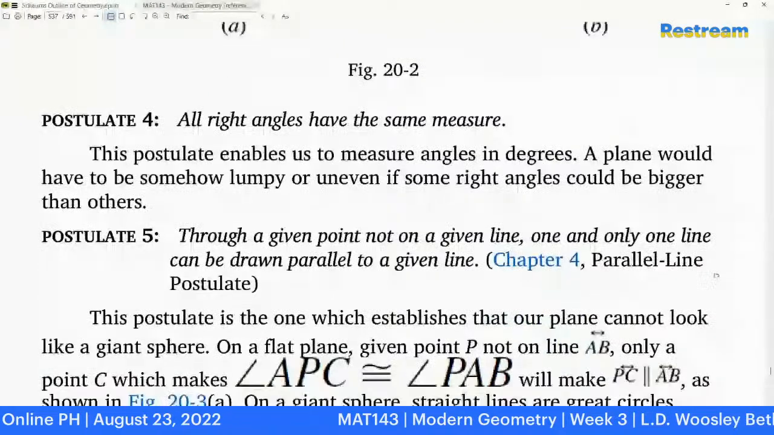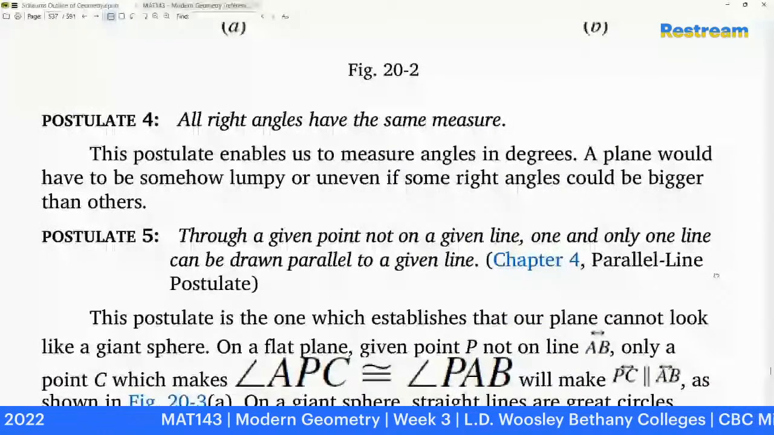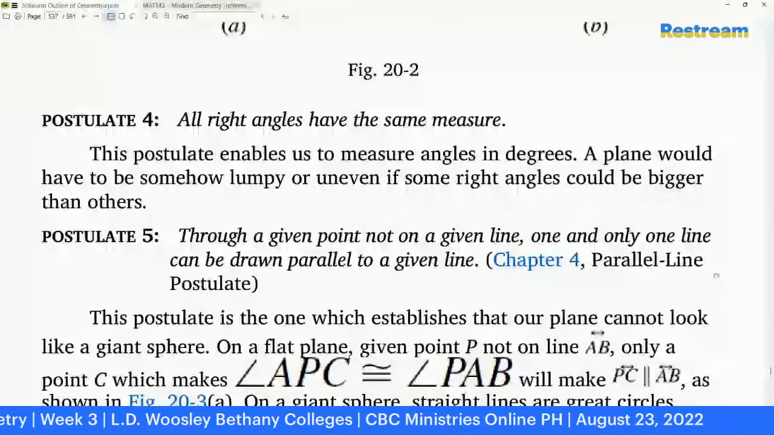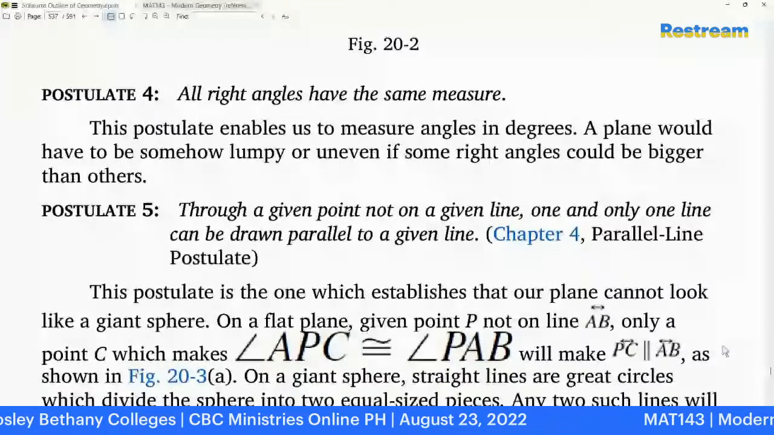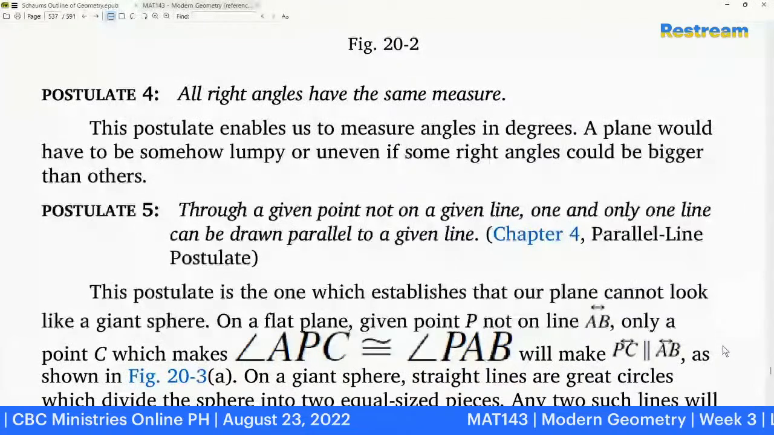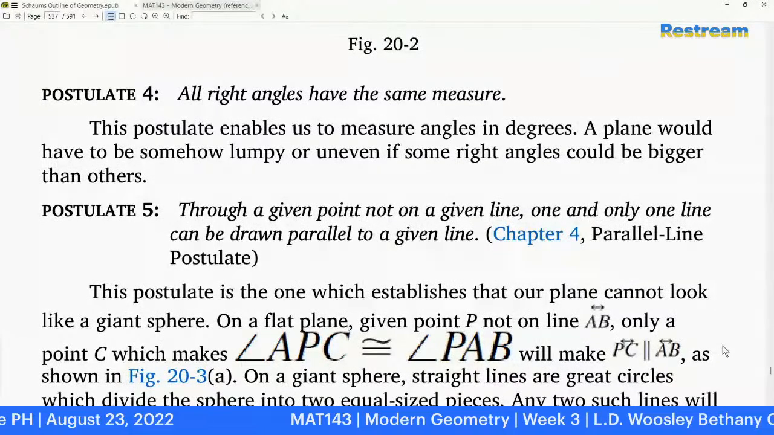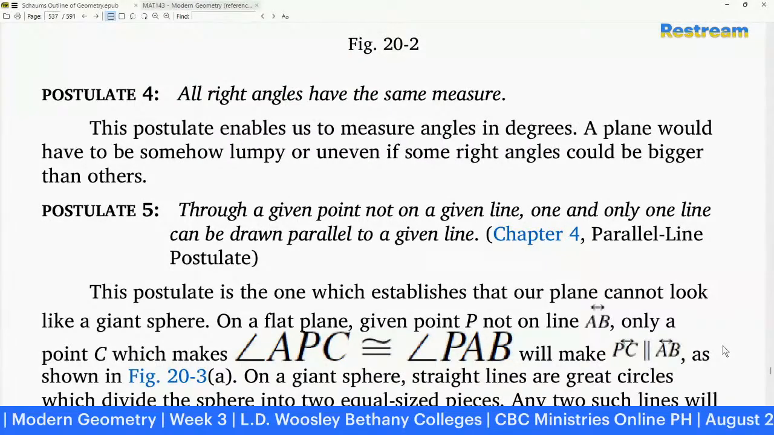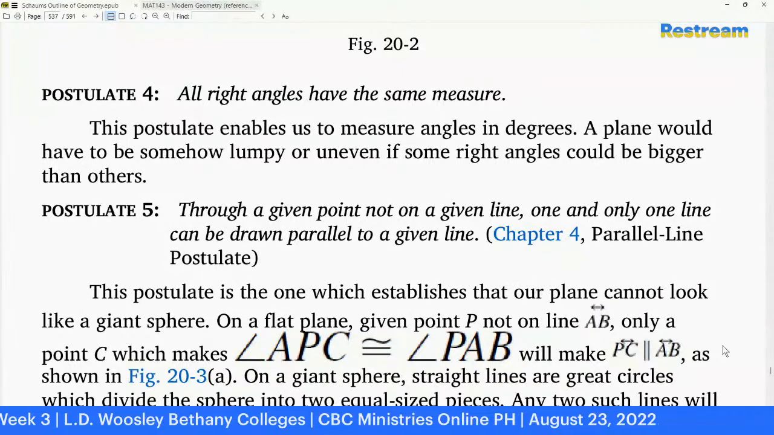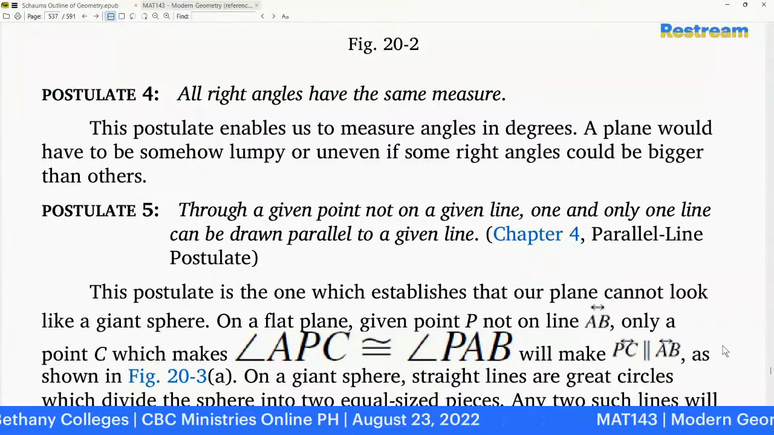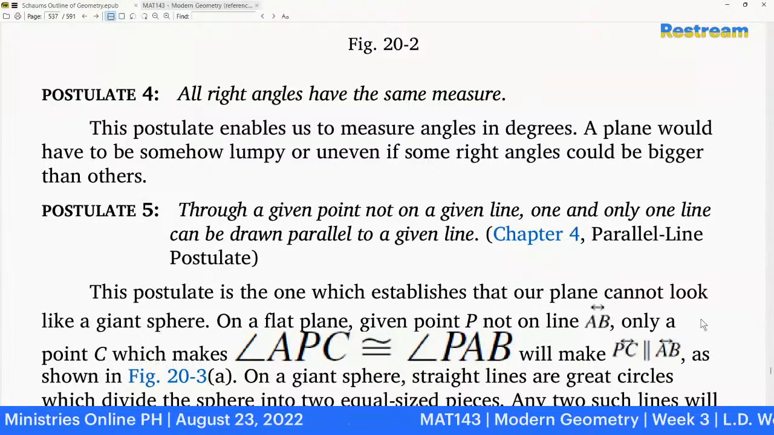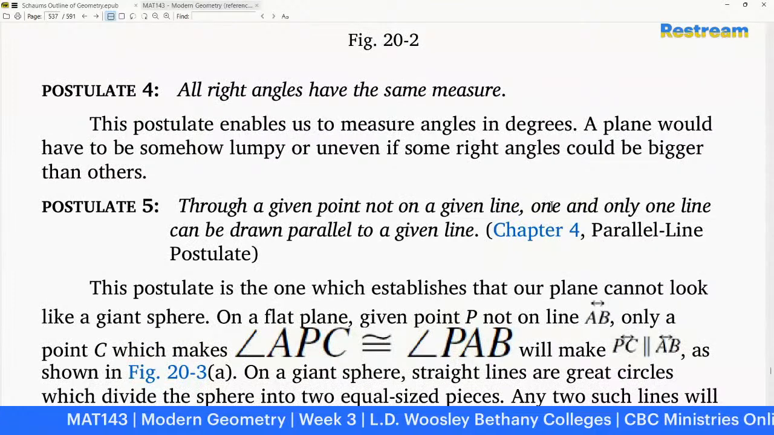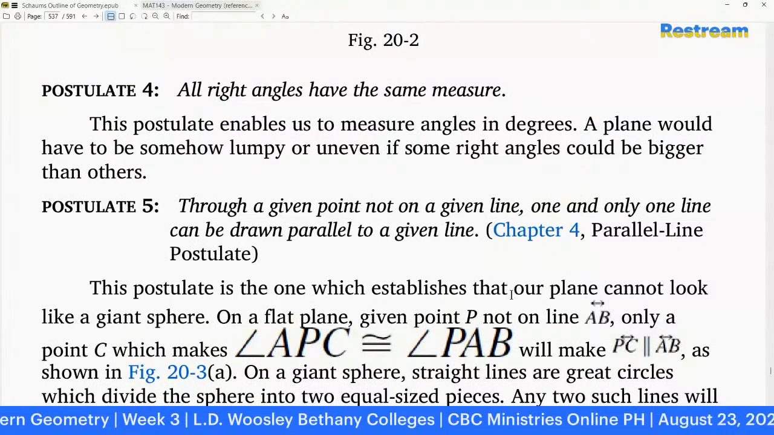Okay, so kindly read, Micaela, the 5th postulate. Postulate 5: Through a given point not on a given line, one and only one line can be drawn parallel to a given line. That is chapter 4, and we will also look at those parallel line postulates. What happened here is this: through a given point not on a given line, one and only one line can be drawn parallel to the given line.